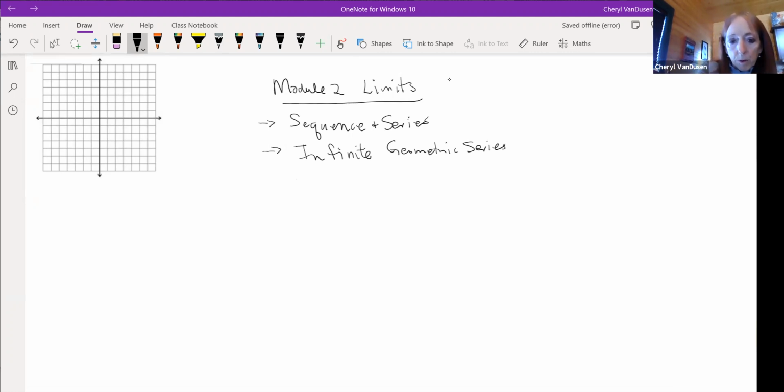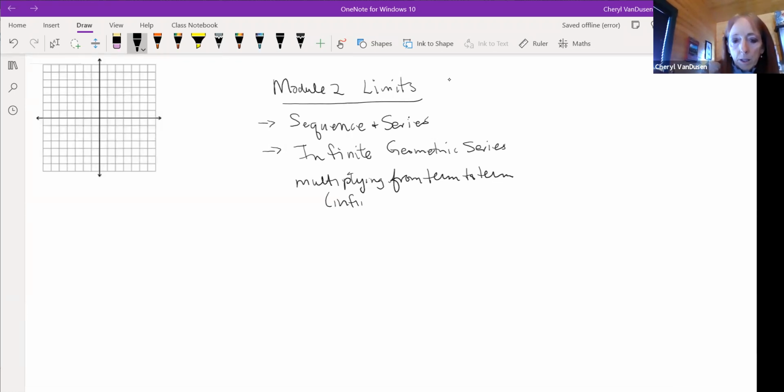Okay, so let's just be reminded. We're multiplying from term to term. And the idea is that we're going to do it to infinity. We're going to add all of the terms up, which seems kind of odd. So a reminder of the formula. In 20-1, the formula was this.